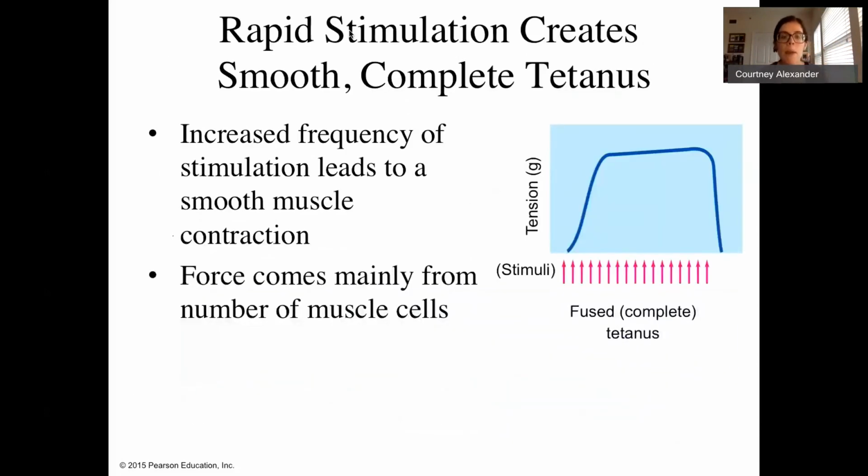Now, if we want to make a more forceful contraction, we're going to do that over multiple muscle cells. So we're going to recruit more and more muscle cells to contract, and that's how we get strength. So an increase in the frequency of stimulation is going to lead to a nice, smooth muscle contraction, whereas increasing the number of muscle cells involved in the contraction will increase the force.